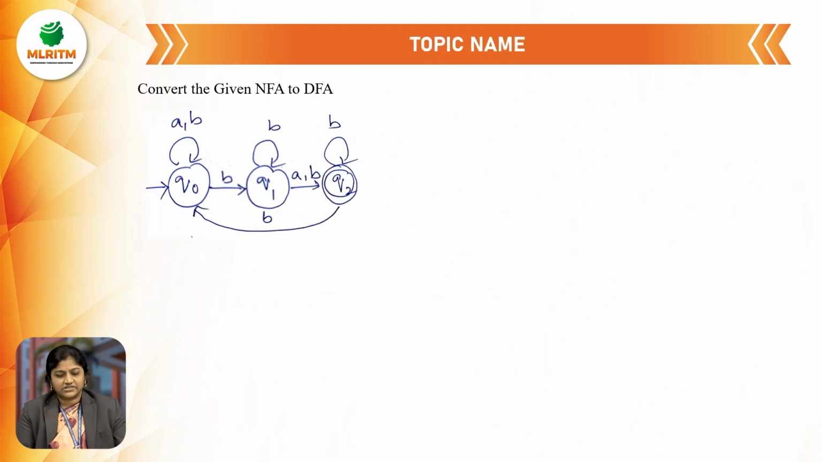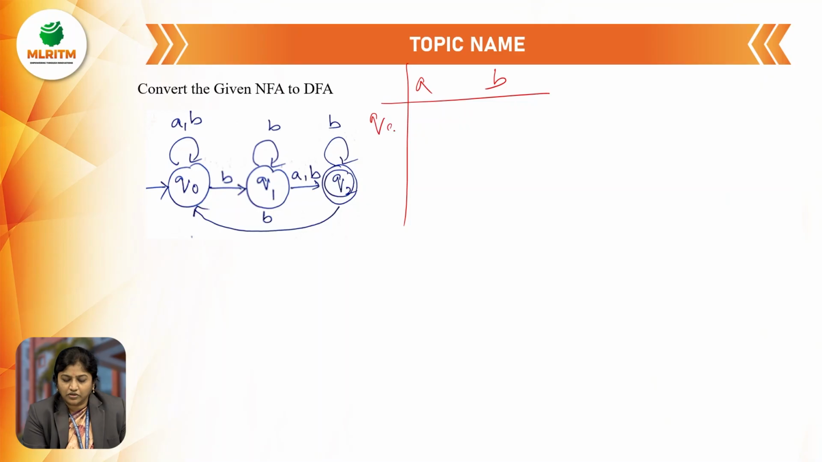Now convert the given NFA to DFA. Previously we did it only for 2 states, but now this is for 3 states. So first, what are the 3 states here? The start state is Q0 and the final state is Q2. First, write the transition table for this, with columns A, B, and rows Q0, Q1, Q2.